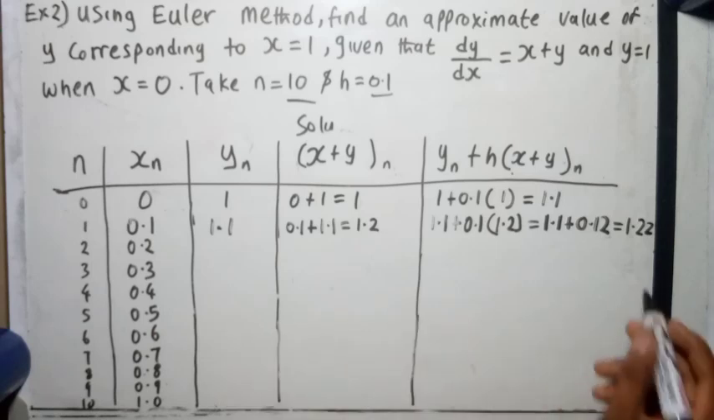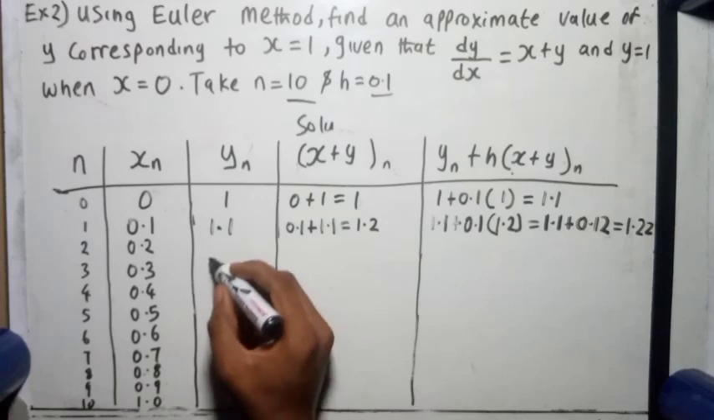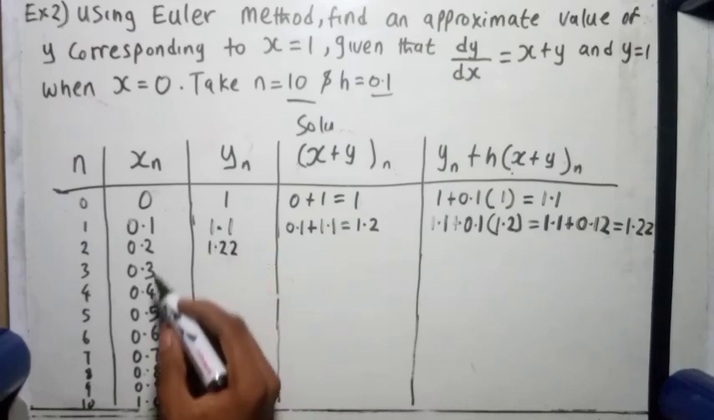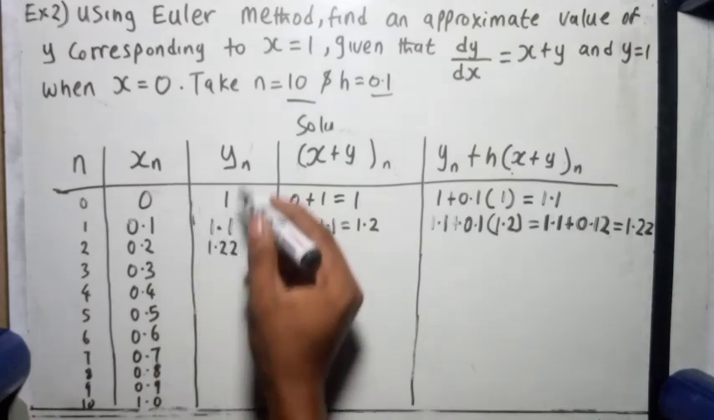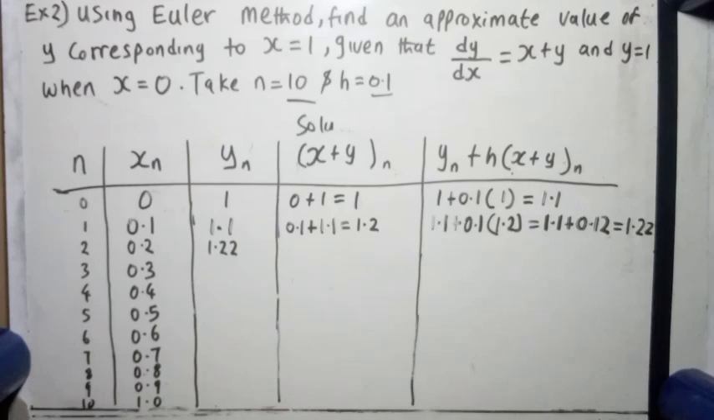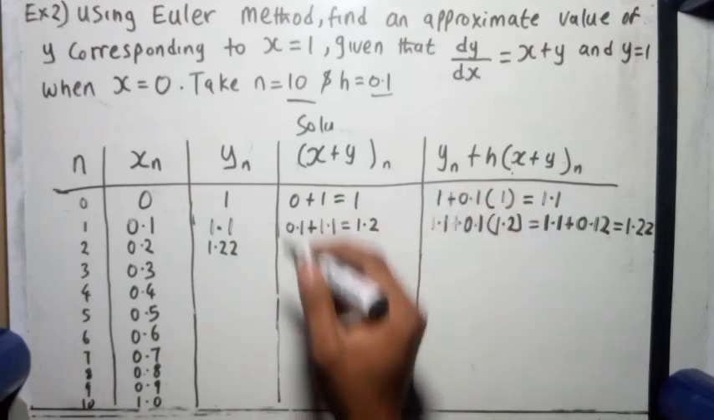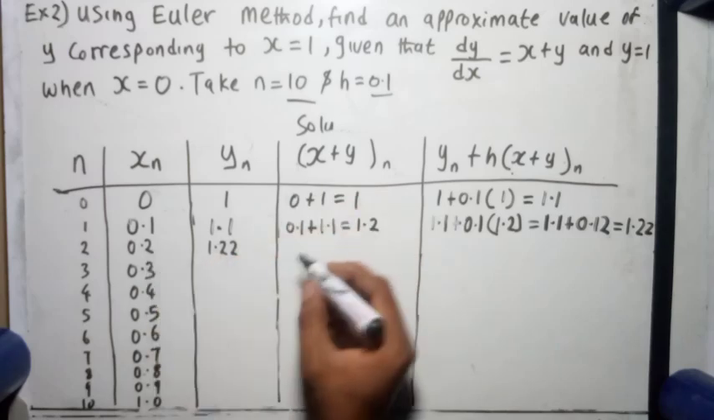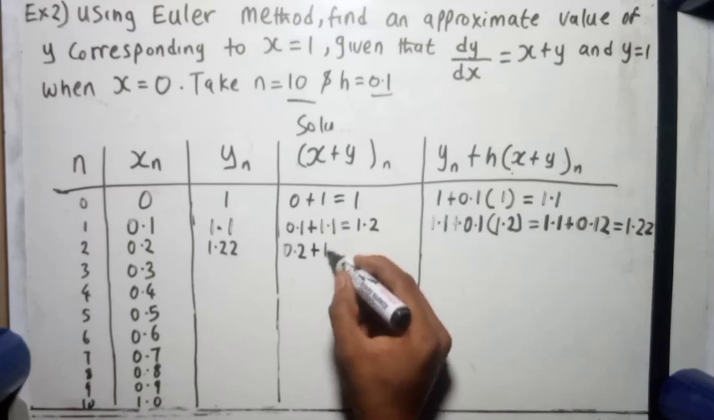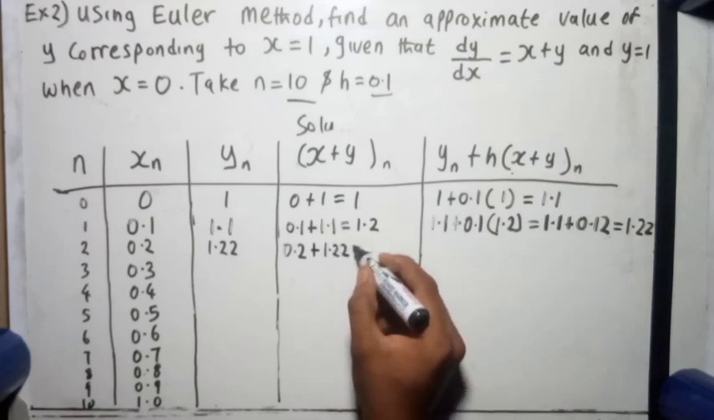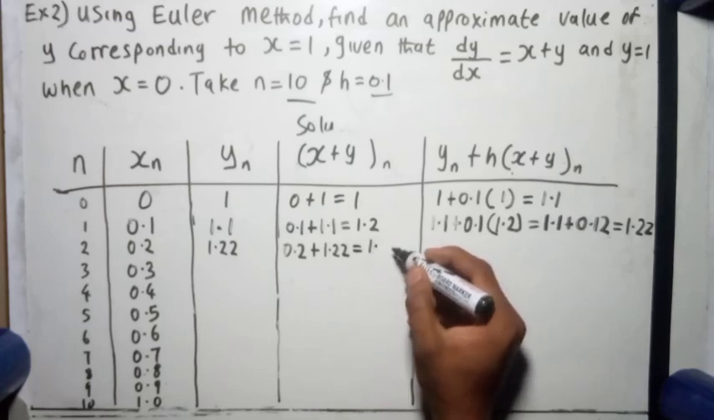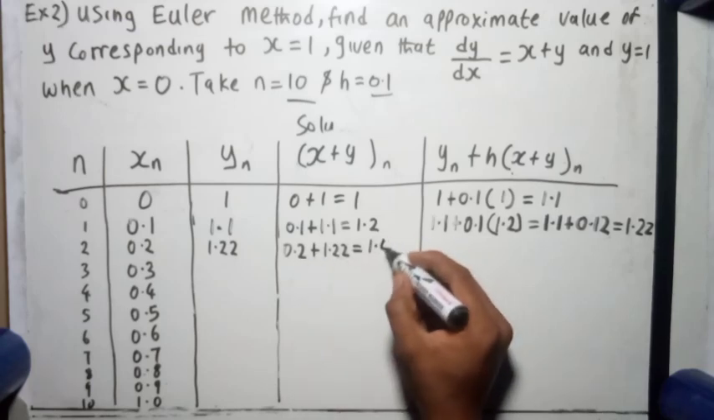Yes, I'm correct. So coming over here, we're going to have 1.22. This 1.22 is the value of our y when x is now 0.2. Now again, the same procedure. Our x value for this place now is 0.2. You add it to your y, 1.22. When you add these two together, you have 1.42.